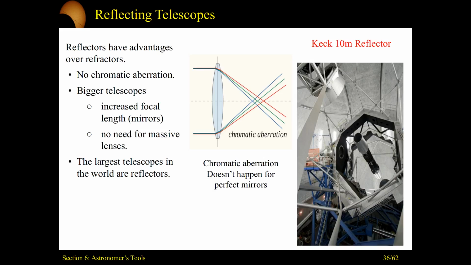So, I'll end this by talking about how the largest telescopes in the world on Earth are reflecting telescopes. Here is Keck, one of the biggest out there. This is a 10-meter reflector, 10 meters in diameter. So our reflecting telescopes have a lot of powerful advantages over our refracting ones. The refractors use lenses, reflectors use mirrors.